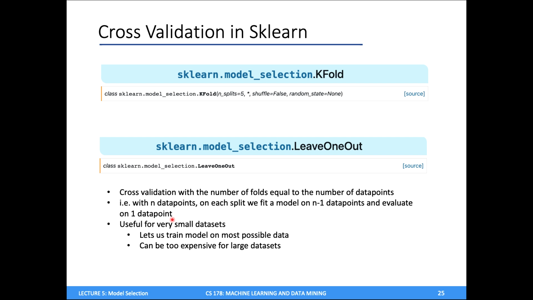Leave-one-out cross-validation is mostly useful for very, very small data sets because we're going to have to train a total of n models, so it can be very expensive. But it's most useful when you have a really tiny data set that you're trying to evaluate on.